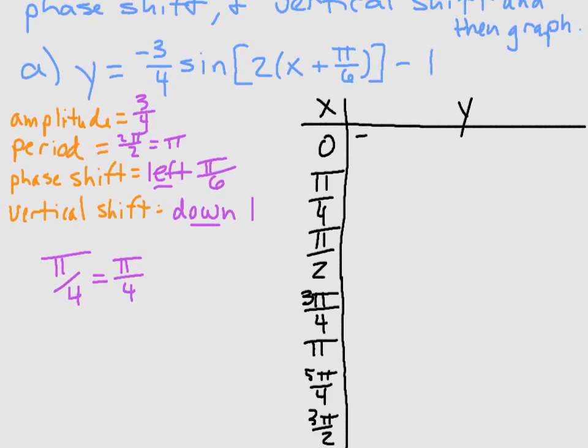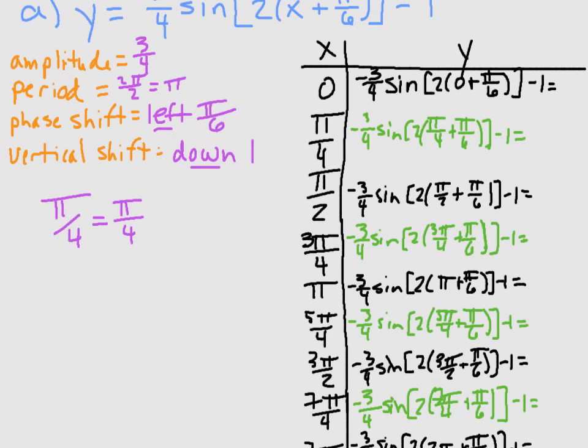So then negative 3/4 times sine of 2 times 0 plus pi over 6, and minus 1. Okay, so I'm going to pause it and plug in or set up all the rest, and then we'll go from there. Okay, so now that I plugged them all in, I need to simplify them, and I will have to use my calculator for this because they all end up being decimals. So when I plug in 0 plus pi over 6 times 2, that gets me pi over 3.